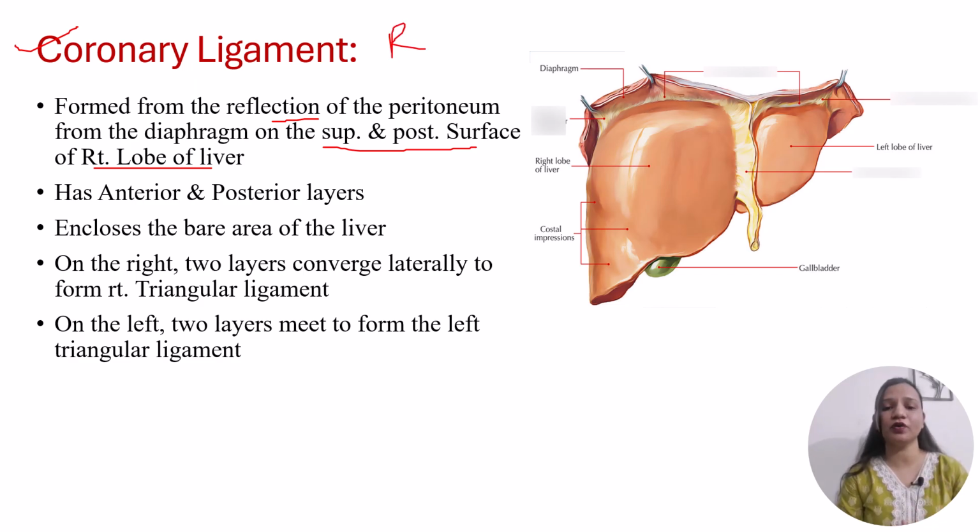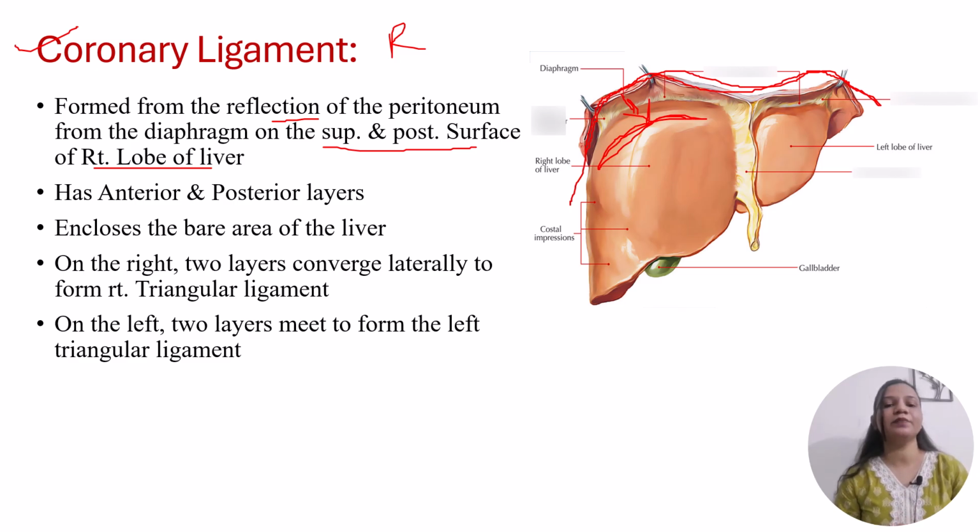And where is it coming from? It is actually the reflection of peritoneum from the diaphragm. So this is the diaphragm. As you can appreciate here, this is the diaphragm, and this coronary ligament is actually coming from the diaphragm on the superior. So this is the superior surface of the liver, and behind that there is a posterior surface of the liver, and the coronary ligament is coming from the diaphragm and attaches to this superior surface and also to the posterior surface of the liver.